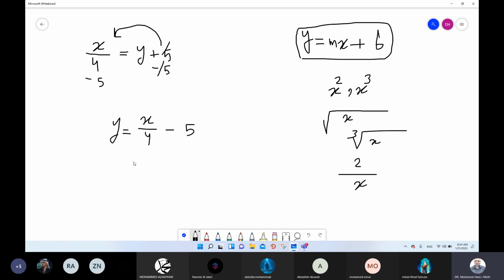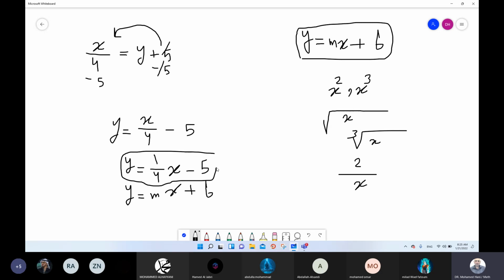What's the meaning of x over 4? X over 4 means 1 over 4 times x. Then we have minus 5. As you see, this form like y equal mx plus b. So it means this equation will be linear. As you see, the slope here, 1 over 4, and the y-intercept b equal what? Negative 5. Is it okay, Muhammad? Yes, Mr. It's clear. This is all the questions? Mr., I have only one question. Okay.